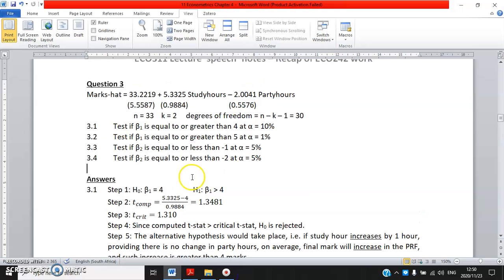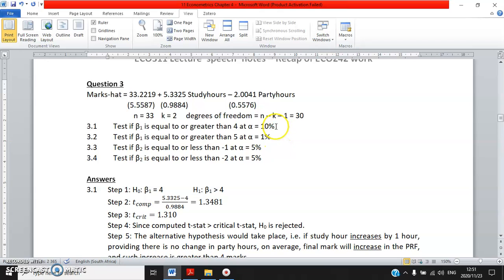Okay, 3.1. Null hypothesis and alternative hypothesis, you should be fine. Compute the t-stat, which is equal to b1 hat 5.3325 minus the hypothesized b1 value, which is 4, divided by the standard error of b1 hat 0.9884. So your computed t-stat is 1.3481.